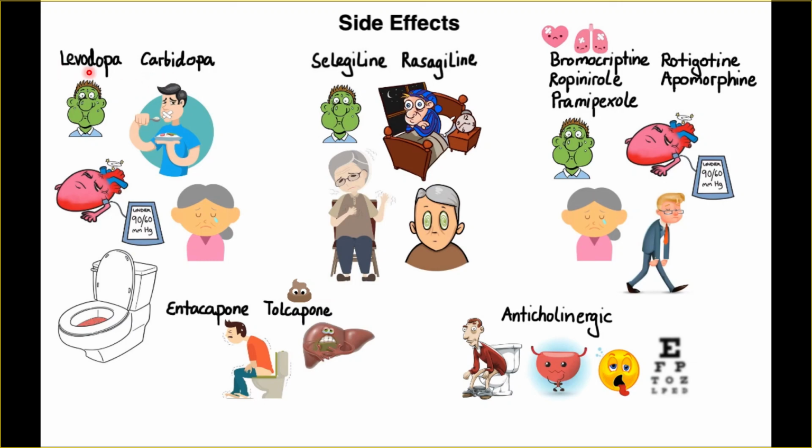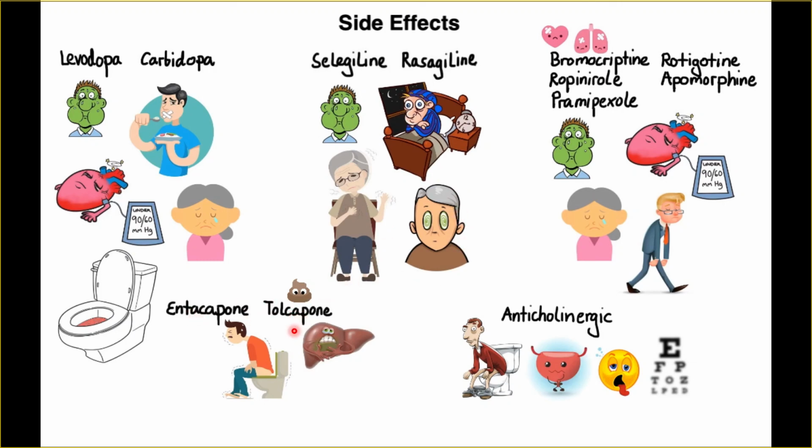The side effects depend on the drug group. So for the levodopa and carbidopa combination, we have nausea, vomiting, decreased appetite, decrease in the blood pressure, depression, and urinary retention. Then selegiline and rasagiline lead to nausea as well, vomiting, nightmares, weakness, and the hallucinations.